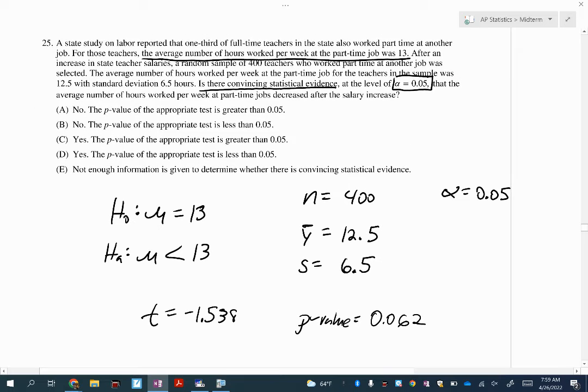All right, so what are we saying if you compare our p-value to our alpha level? It's higher. So what does that mean if our p-value is above alpha? We do not have enough evidence to reject. So let's look at our answer choices that say no. The p-value of the appropriate test is greater than 0.05.